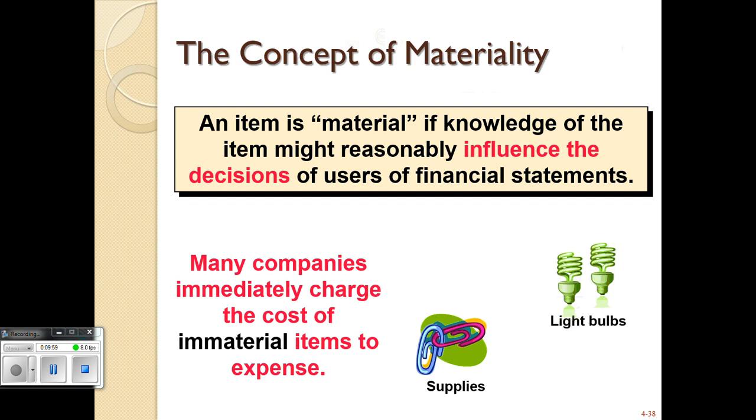How do companies decide when they're going to make adjusting entries? One of the questions that comes up is, is it material? And what's material for one company may not be material for another. Many companies, in fact most, immediately charge the cost of immaterial items to an expense. I spend $50 for a box of paper. I'm going to use it over the next 4 months. $50 is kind of a trivial expense.